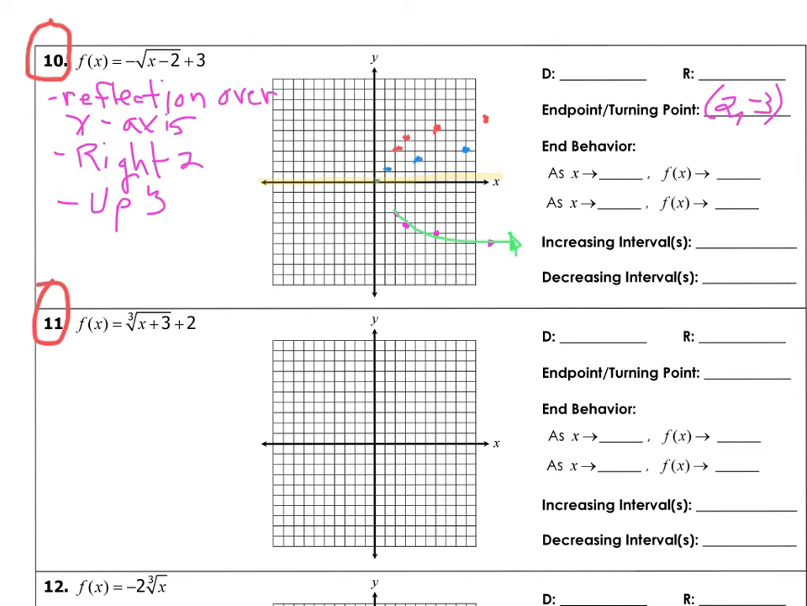So notice that that reflection affected not my x value, but my y value, because that reflection is over the x-axis, which makes you flip up and down, which is a y value. So that makes perfect sense.